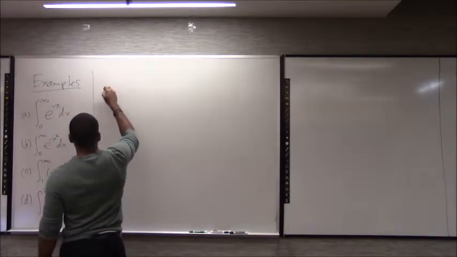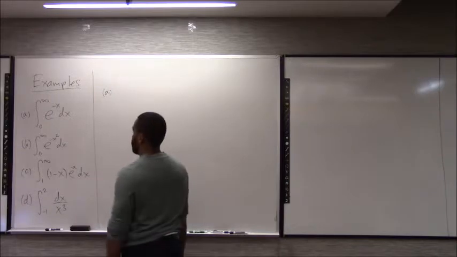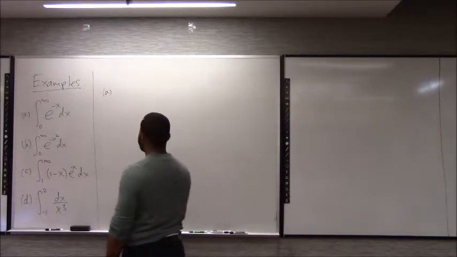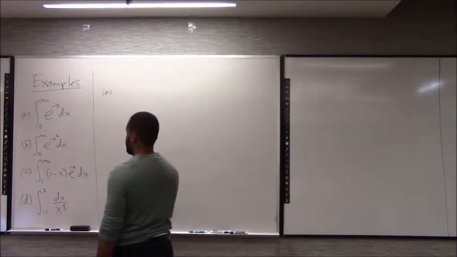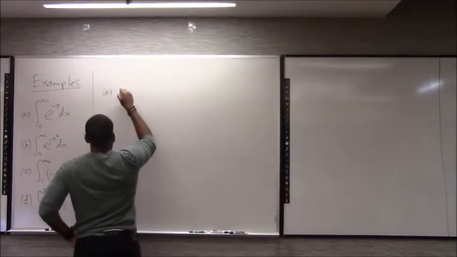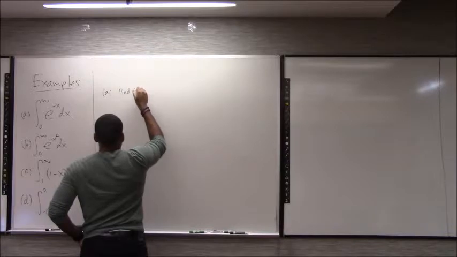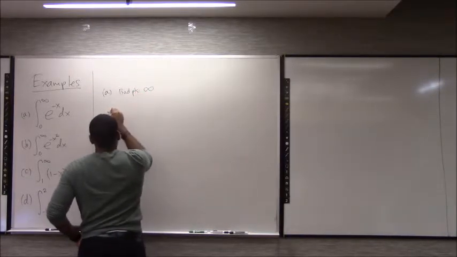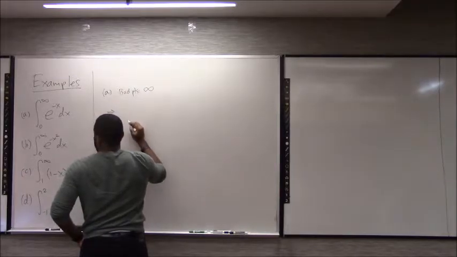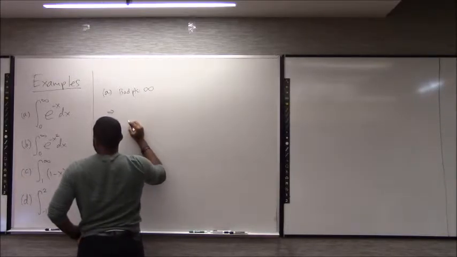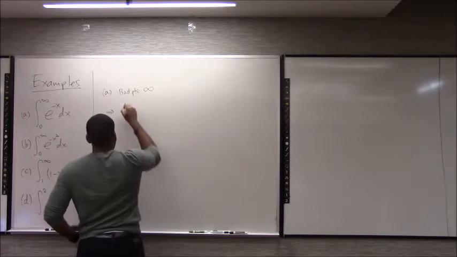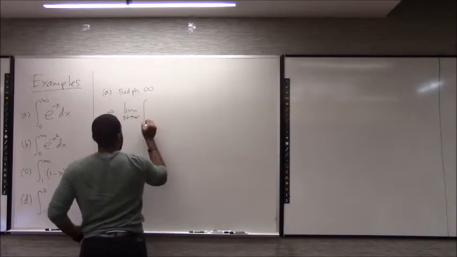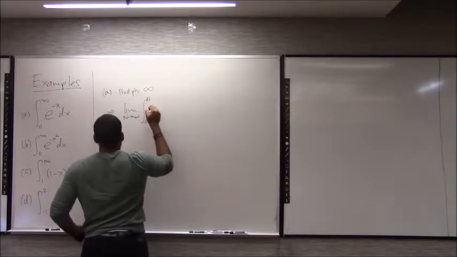Okay, how would you go about 8? What do you do? Find the bad points. What are the bad points? Just the infinity, because the exponential is defined otherwise. So, what are you going to set up here? The limit as n approaches infinity, and then replace the infinity with the n in the integral.